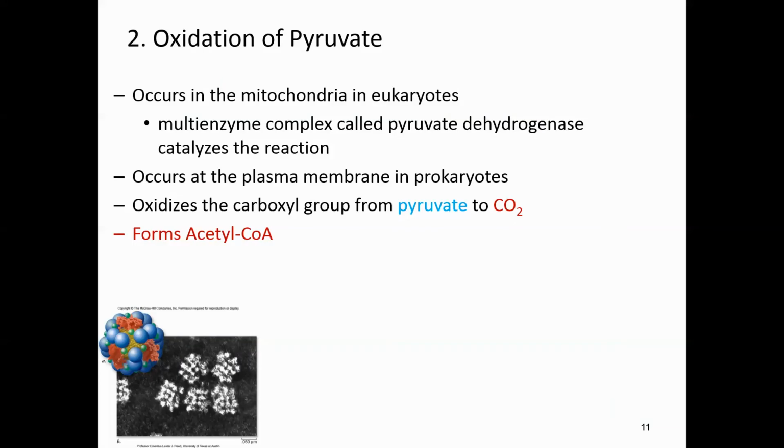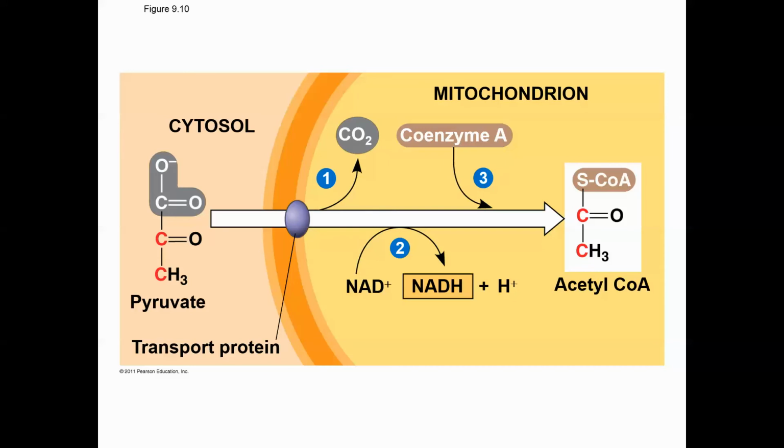Now those pyruvates go into the mitochondrion, and we're going to have a series of enzymes all stuck together called a multi-enzyme complex that is going to now oxidize pyruvate. We're going to break pyruvate apart, at least partially. It's a 3-carbon molecule. We're going to turn it into a 2-carbon molecule and add a coenzyme to it, forming acetyl coenzyme A.